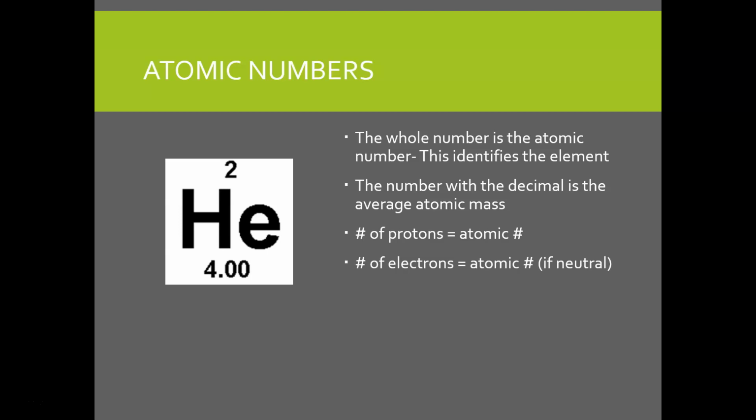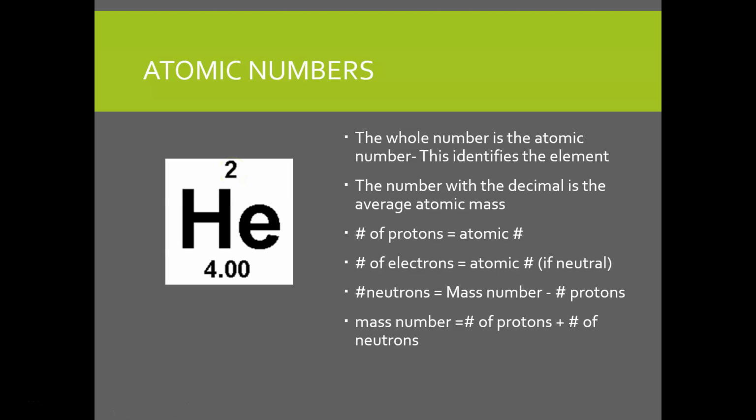The number of electrons will also be the atomic number if it's neutral. We'll talk more about that coming up, but if it's neutral, you'll have the same number of protons and electrons because you need the same amount of positive and the same amount of negative to be neutral. To get your number of neutrons, you're going to take your mass number, this number down here, and you're going to subtract your number of protons, which is this number up here. Because remember, your mass number is your number of protons plus your number of neutrons. And keep in mind, your mass number is the mass of one individual atom.